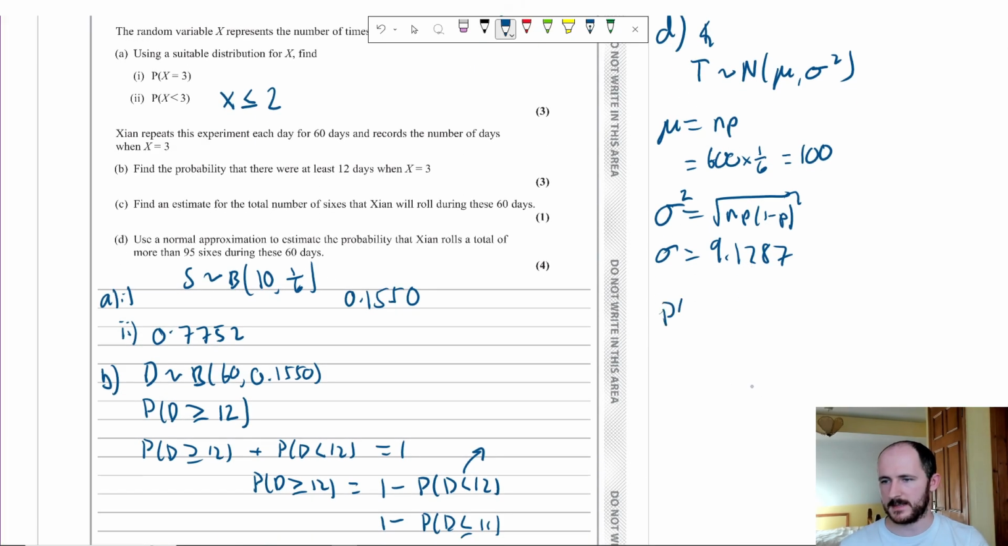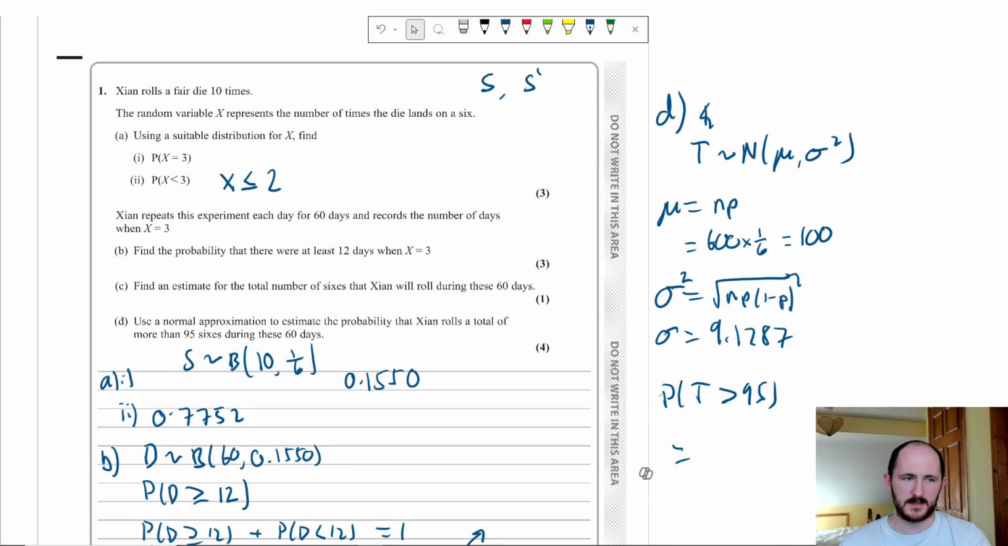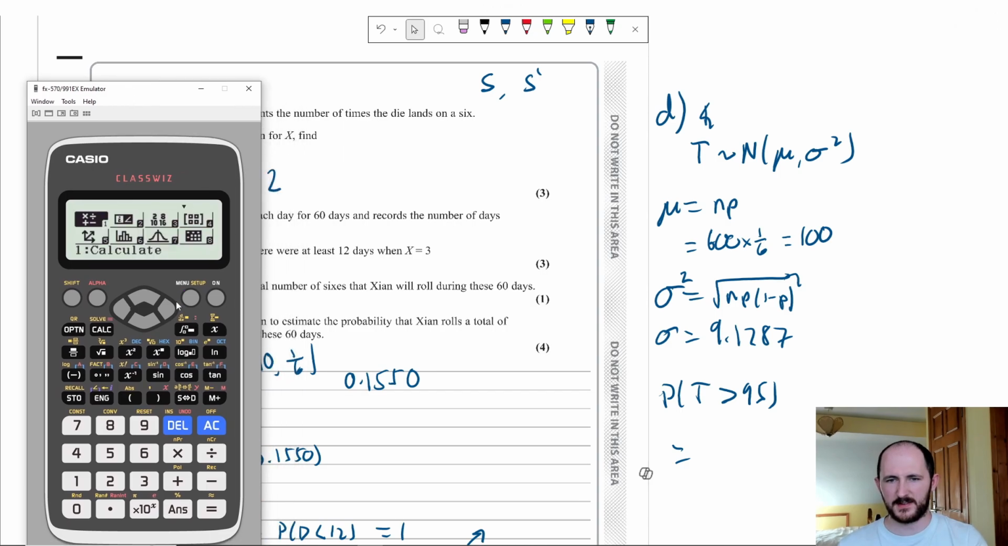So we're literally working out the probability that t, it says more than. Now, those of you that have a good understanding of this know that more than and more than or equal to is actually the same thing for normal because it's continuous. But it's fine. So distribution, normal CD, because again we have an inequality. The lower value is 95. The upper value technically can be anything, so let's just enter a massive, massive number. Sigma was 9.1287 and mu was 100.